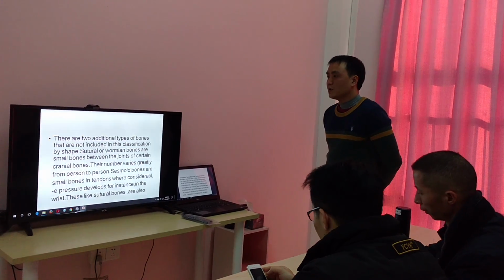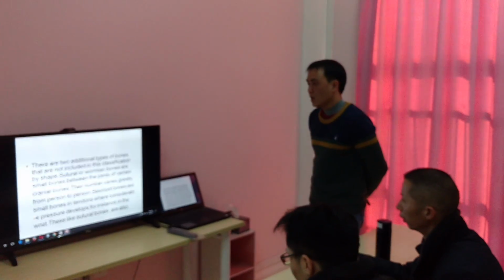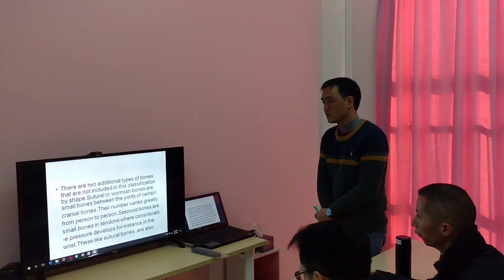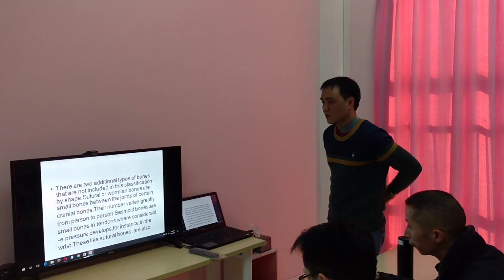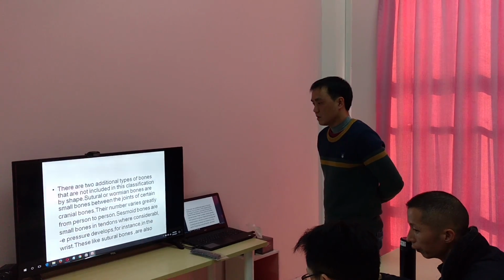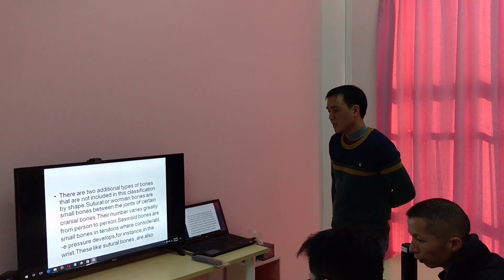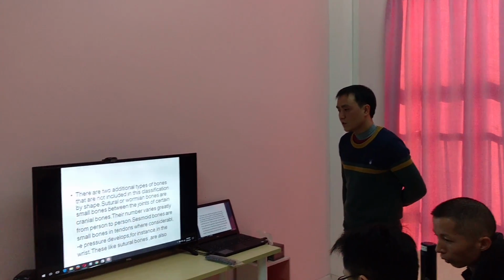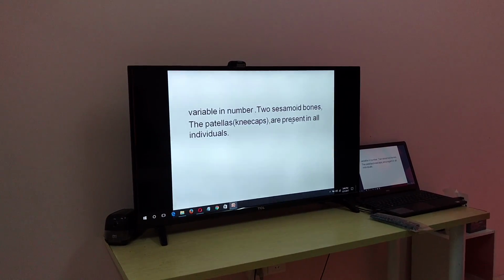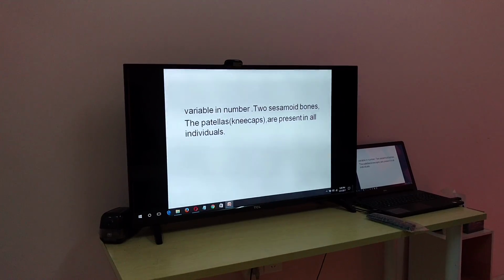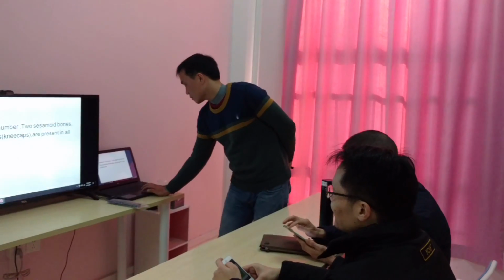There are two additional types of bones that are not included in this classification by shape. Sutural or wormian bones are small bones between the joints of certain cranial bones. Their number varies greatly from person to person. Sesamoid bones are small bones in tendons where considerable pressure develops. For example, in the wrist, these like sutural bones are also variable in number. Two sesamoid bones, the patellae, are present in all individuals.